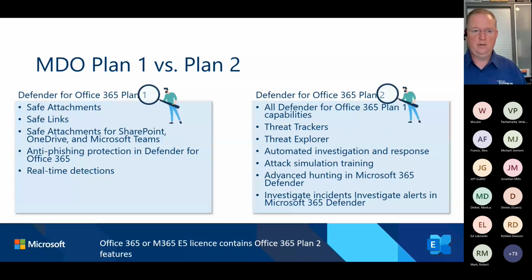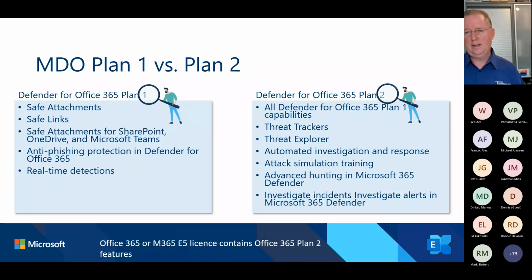So besides EOP, safe attachments and safe links are really the most powerful features to prevent your environment from any malware, any spoofing messages, any problems. Yeah. And in addition to that, we got safe attachments for SharePoint, OneDrive, and Microsoft Teams. Yeah, as well, of course, the real-time detections.